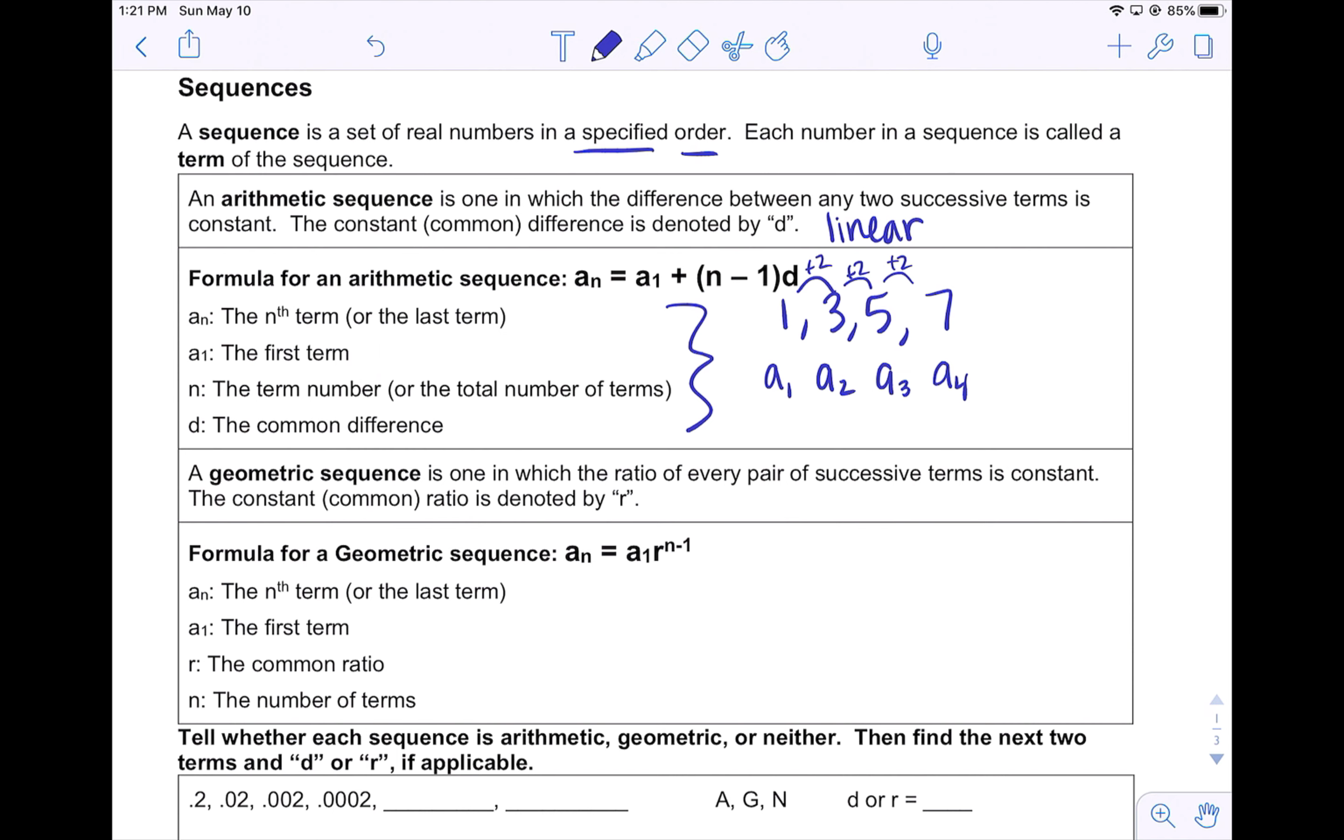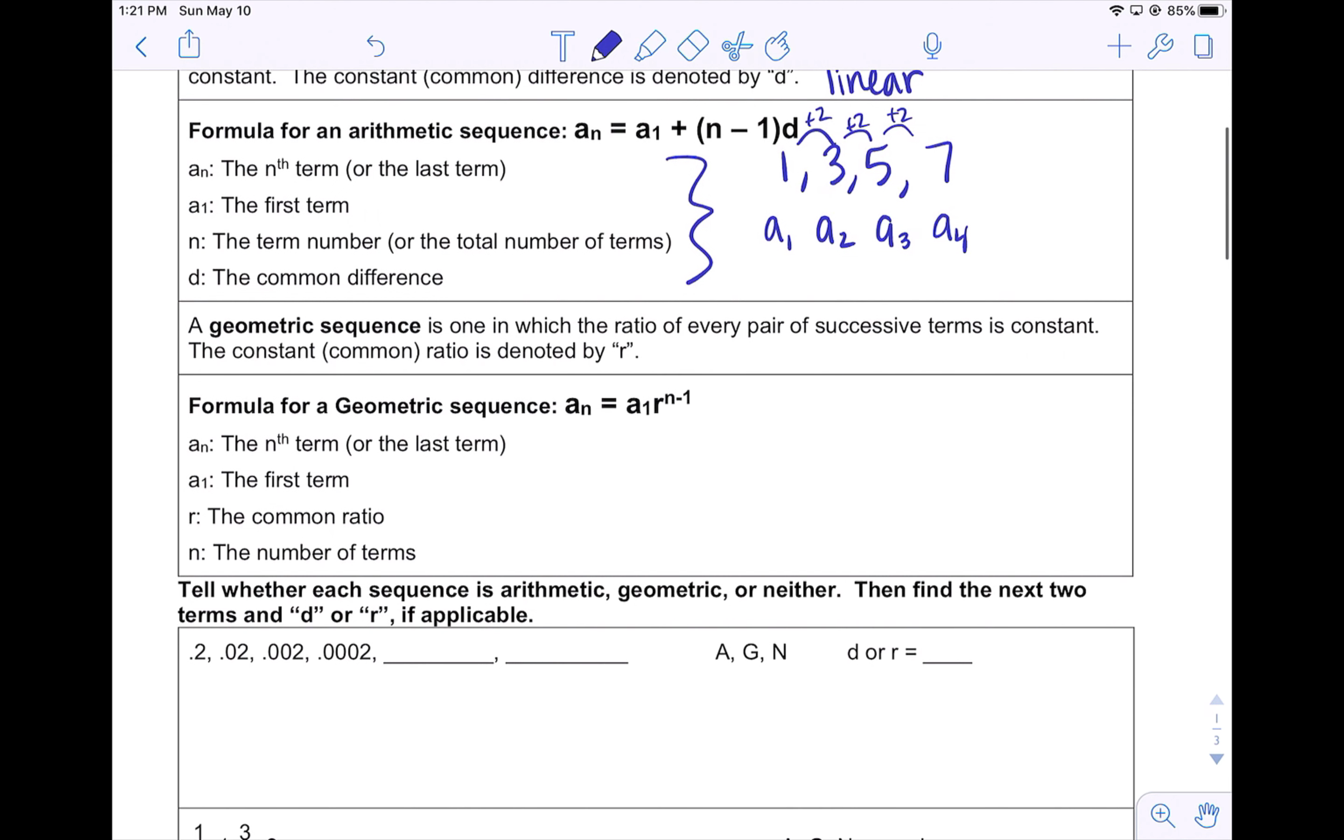A geometric sequence is one where there's a ratio between each of the pairs. So each number is increasing or decreasing by the same ratio. So instead of adding or subtracting, we are multiplying. That constant, or the common ratio, is denoted by r. So in our formula, a_n for any term is the first term times that ratio to the power n minus 1, the term before it, okay?